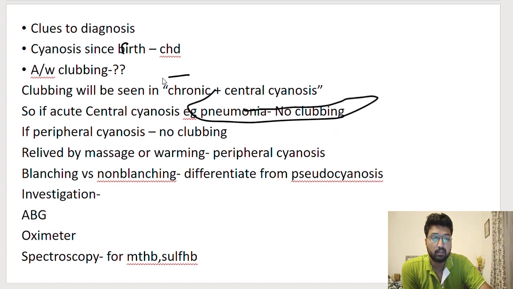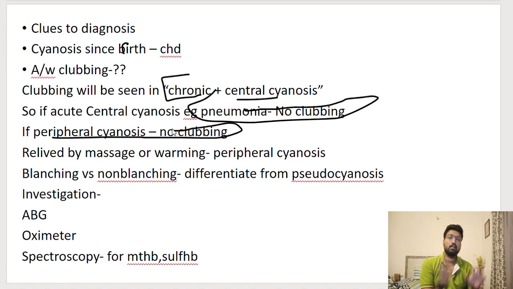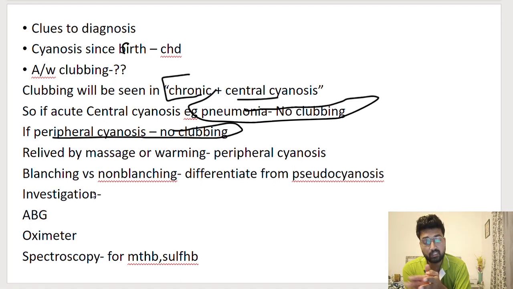So it has to be a chronic condition, and it has to be a central cause. Only then will you see clubbing. If there is peripheral cyanosis, no clubbing will be seen. If you are seeing clubbing, that means it is central cyanosis and a chronic condition. Then you can check by doing massage or warming. What will happen? Circulation will improve. If there is improvement on massage or warming, it means the issue was in circulation, so it is peripheral cyanosis.